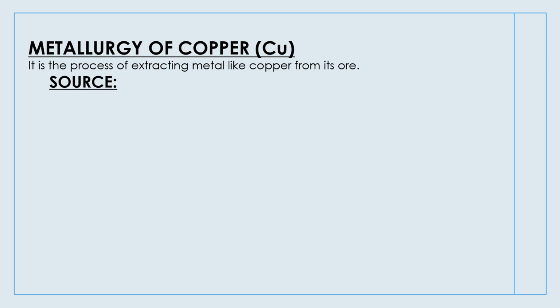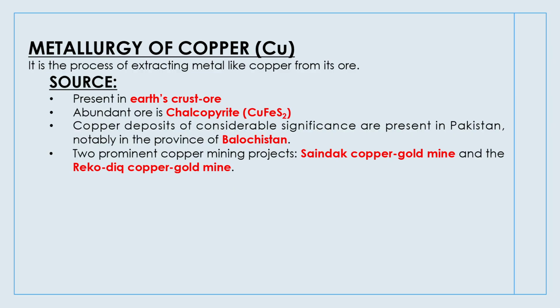Now talking about the metallurgy of copper. Metallurgy is the process of extracting a metal like copper from its ore. What sources do we have? Copper is present in the earth's crust as chalcopyrite, which is copper, iron, and sulfur. Its most significant deposit is in Balochistan, and I have also mentioned the two mine projects that are currently running.